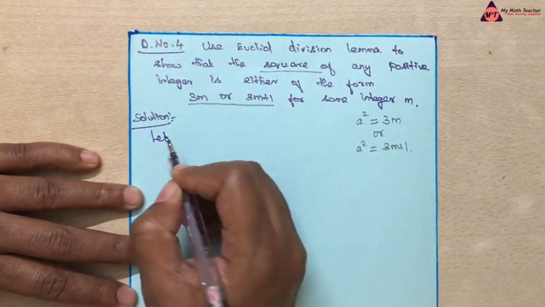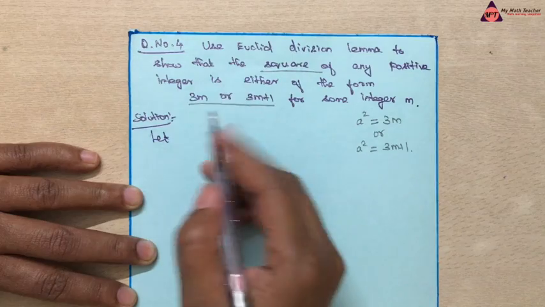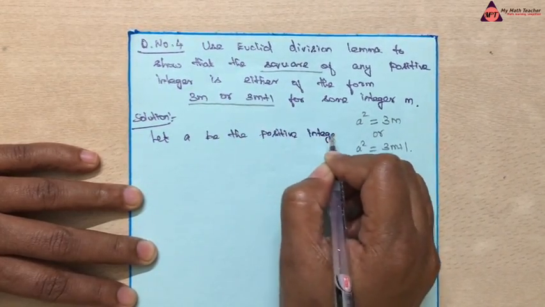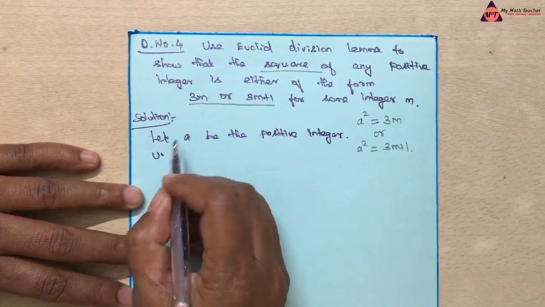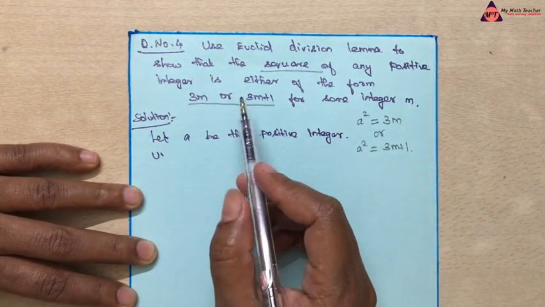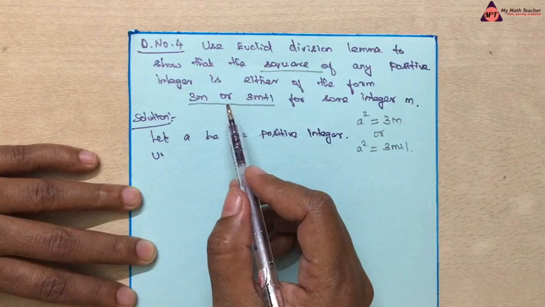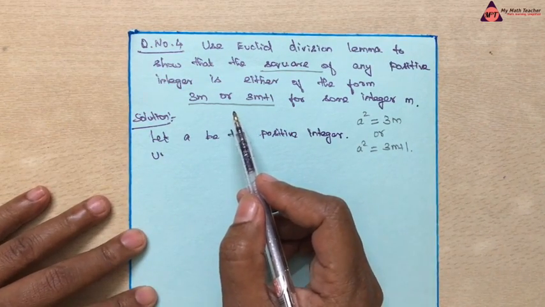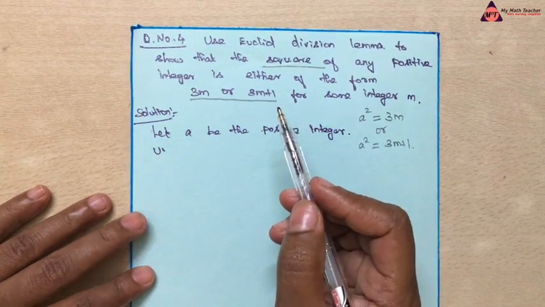Let a be the positive integer. Using Euclid division algorithm, so what is the condition? a is equal to bq plus r, where r is less than b and it will be greater than or equal to 0.